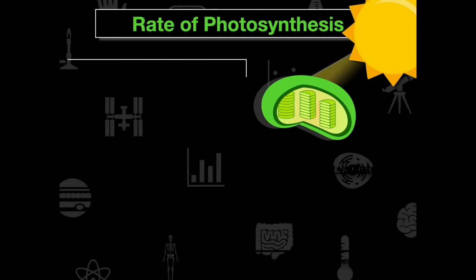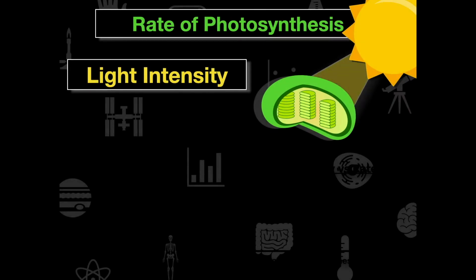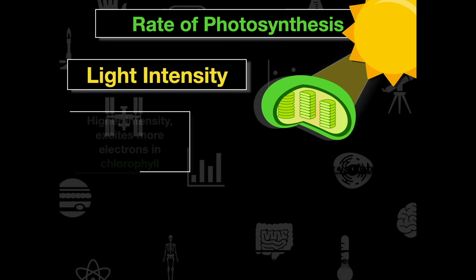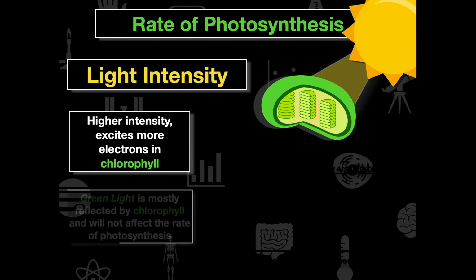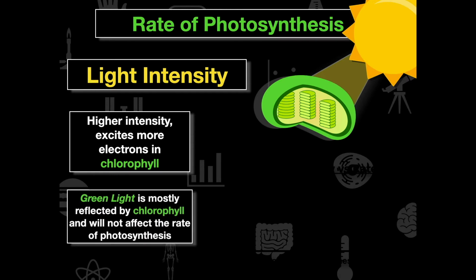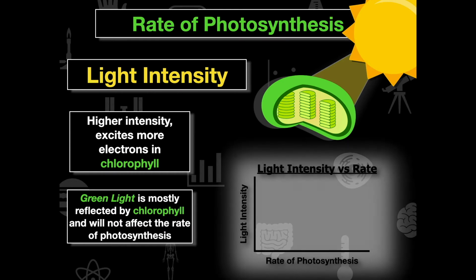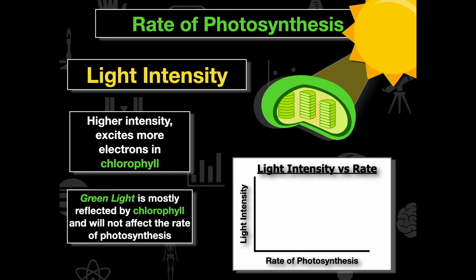So the rate of photosynthesis first is going to be affected by light intensity. This is going to be one of the most important ones. The higher the intensity, the more the electrons are excited when they're absorbed by the chlorophyll. Now, green light is most reflected by the chlorophyll. We've looked at that before. And green light in this case, remember, is not going to affect the rate of photosynthesis. It's that red, and it's going to be the blue light.